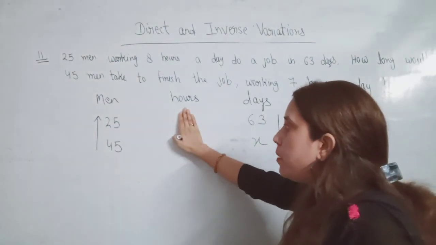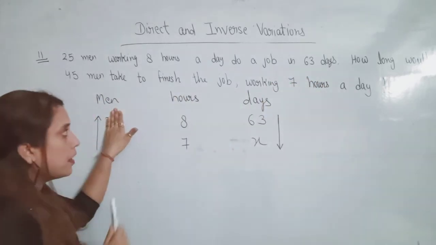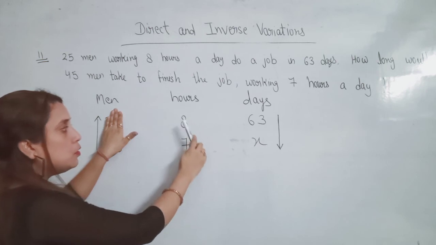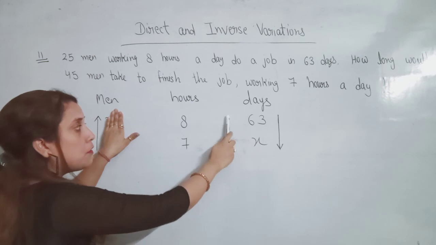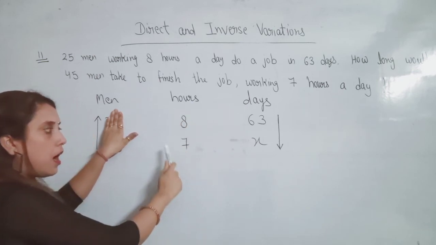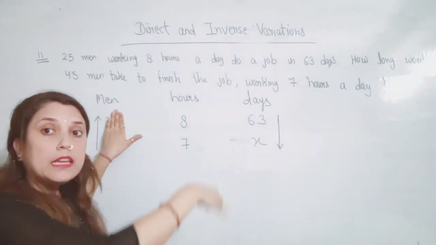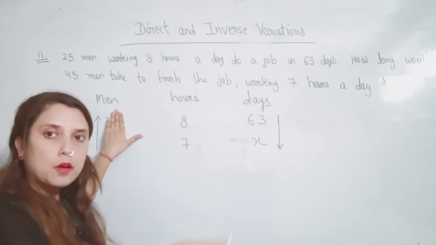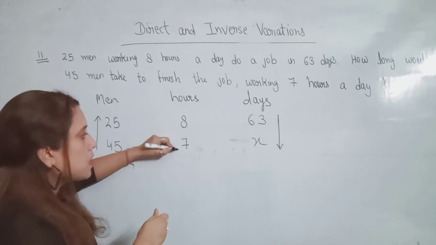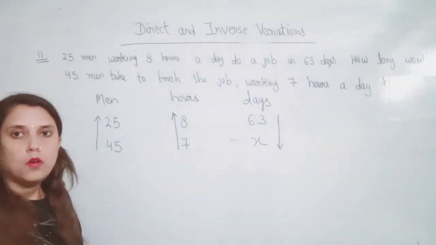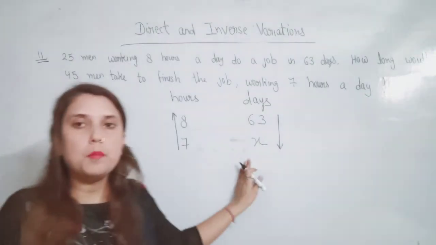Now when we talk about hours, we will hide the number of men. When we do the job 8 hours a day, it will be complete in 63 days. If we take 7 hours, hours is decreased, then the number of days will be increased. If hours is decreased, the number of days will be increased. So the arrow will be on the increasing side, in the direction of 8. Now this is called compound variation.